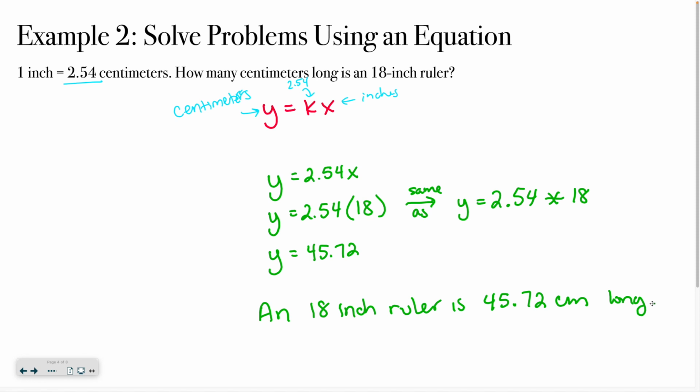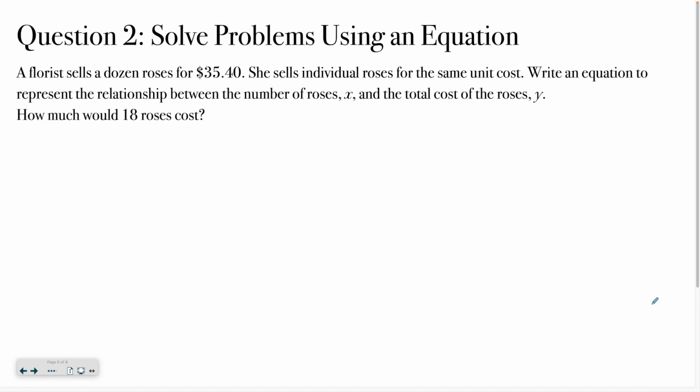And that would be my final answer. All right, so using that same process, I want you to look at this problem. A florist sells a dozen roses for $35.40. She sells individual roses for the same unit cost. Write an equation to represent the relationship between the number of roses x and the total cost of roses y. How much would 18 roses cost?